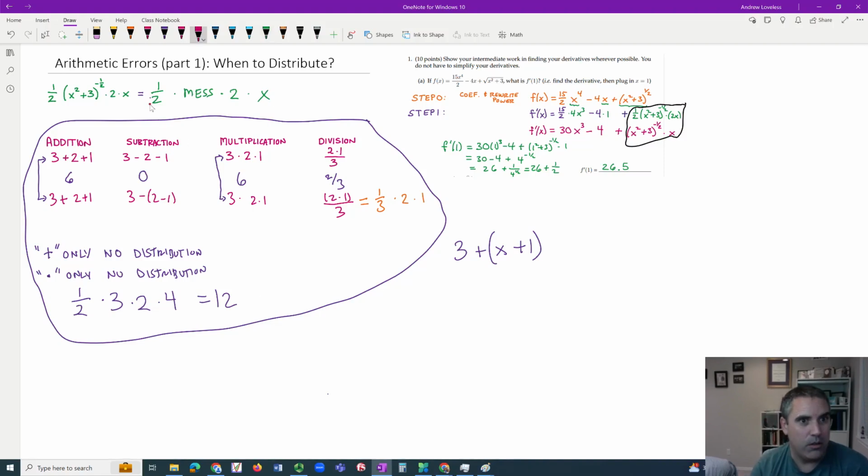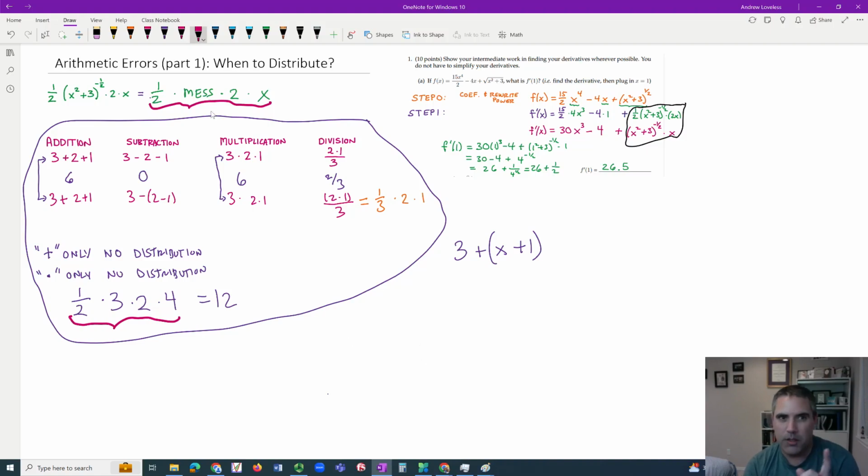That is identical to this example here, except instead of a 4, there's an x. Instead of a mess, there's a 3. But it's all just multiplication. And so you don't distribute. Don't distribute, don't distribute, don't distribute. You'll get the wrong answer.